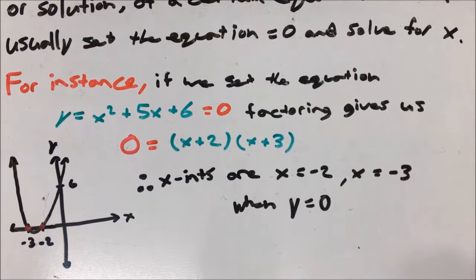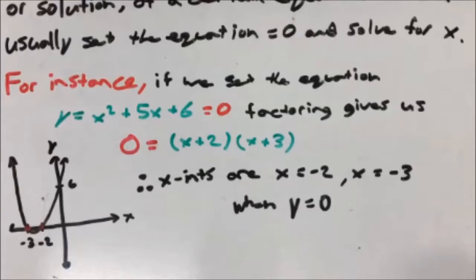For instance, if we set the equation y equals x squared plus 5x plus 6 to 0, factoring gives us 0 equals (x plus 2)(x plus 3), so the x-intercepts are negative 2 and negative 3 for y equals 0.